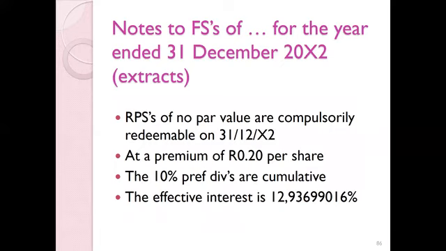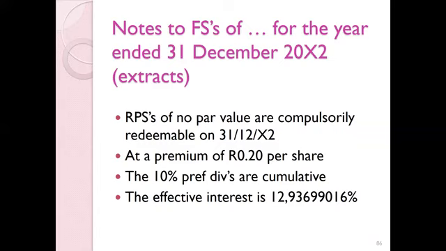At the end of that reconciliation, you do need to provide a little bit of qualitative information that will be relevant for the users of the financial statements. So redeemable preference shares of no par value are compulsorily redeemable on, so put the date. When are they redeemable? What price are they going to be redeemed at?